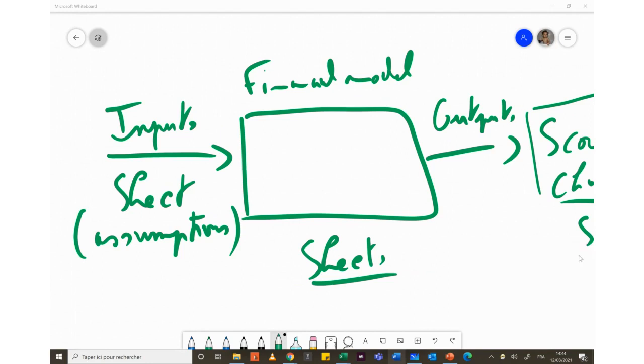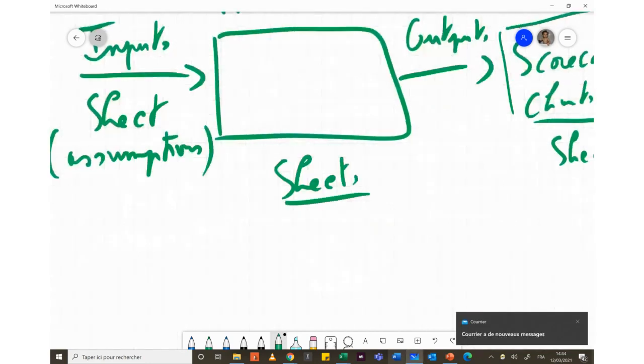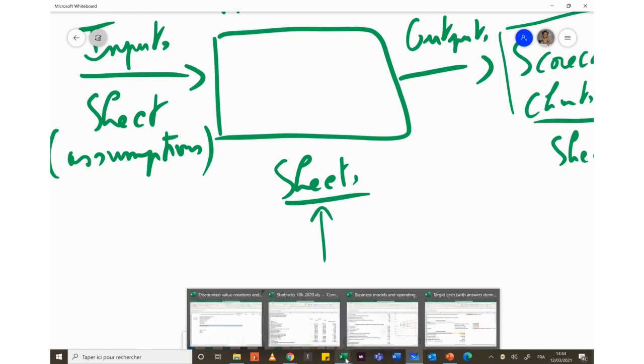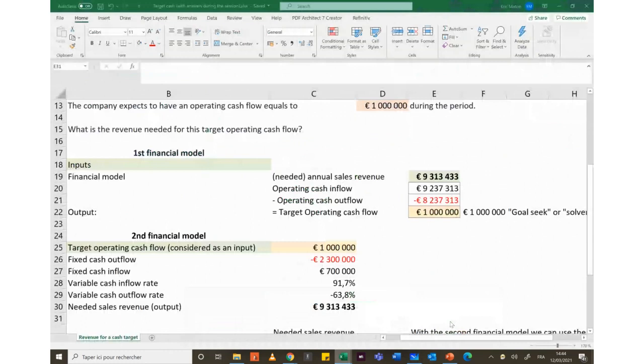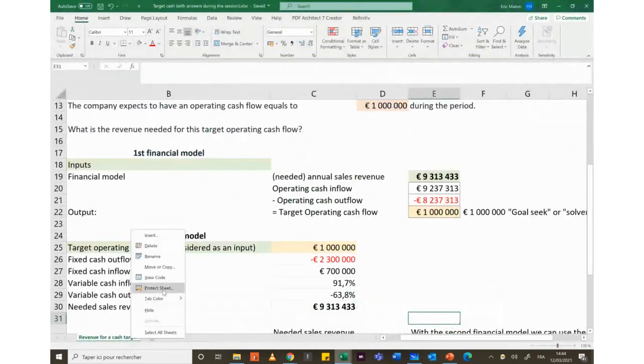Sorry. Okay. And here we don't want to change this one. So here we create, we don't have the possibility to change it. When we create all the links, after we say it's not possible to change it. So I don't remember how to do that, but you can say we use protect sheet, in order to avoid making modifications in the financial model.